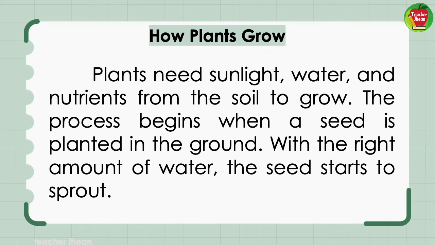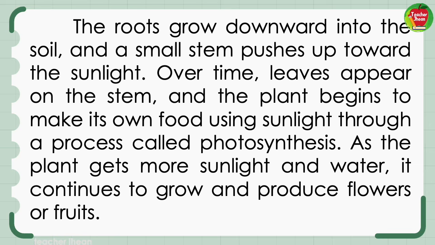How plants grow. Plants need sunlight, water, and nutrients from the soil to grow. The process begins when a seed is planted in the ground. With the right amount of water, the seed starts to sprout. The roots grow downward into the soil and a small stem pushes up toward the sunlight. Over time, leaves appear on the stem and the plant begins to make its own food using sunlight through a process called photosynthesis. As the plant gets more sunlight and water, it continues to grow and produce flowers or fruits.